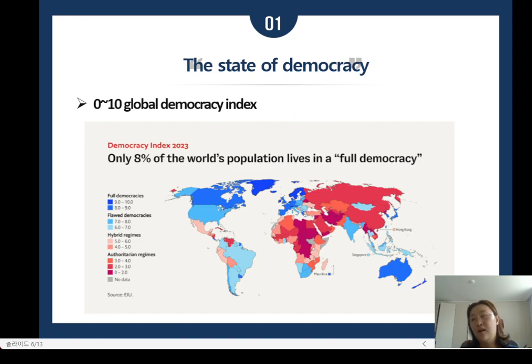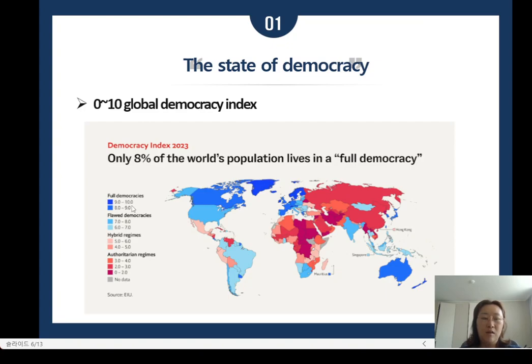And this is the dichotomous approach. This is not the dichotomous approach. This is the gradual approach. In the gradual approach, you can see there is a full democracy, flawed democracy, hybrid regime, and authoritarian regime. So you can see there is variation within the regimes. Flawed democracies and full democracies, they are democracies. We can categorize it that way.